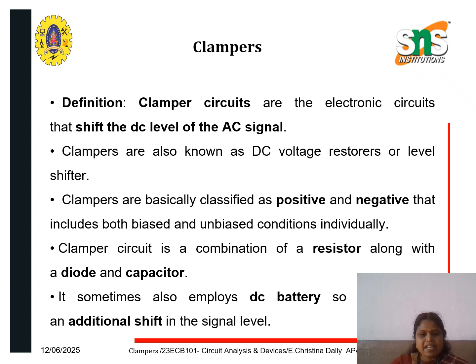They are basically classified as positive and negative, which include both biased and unbiased conditions individually. A clamper circuit is a combination of a resistor, a diode and a capacitor. It sometimes employs DC batteries.